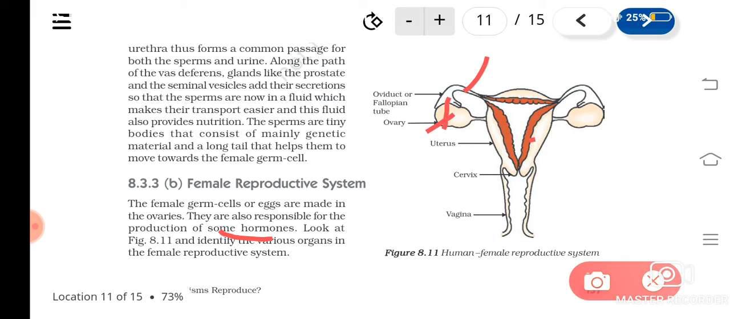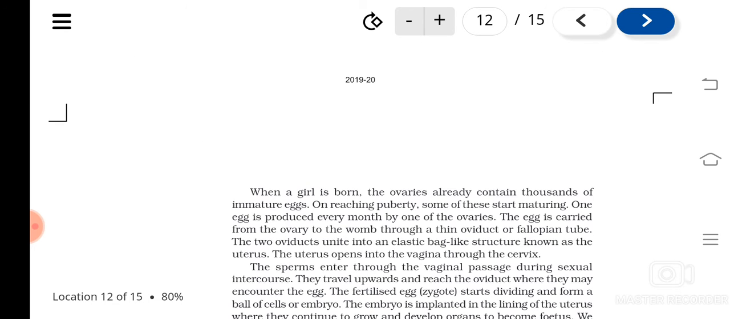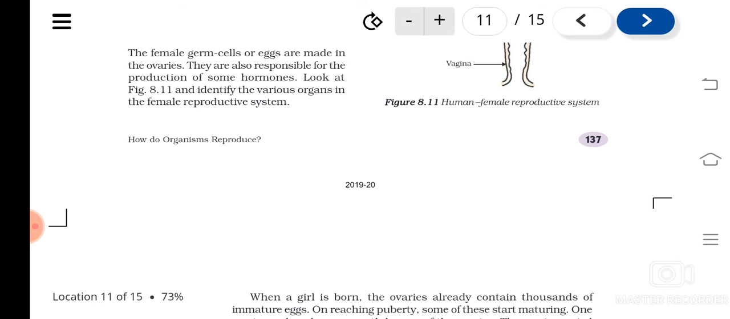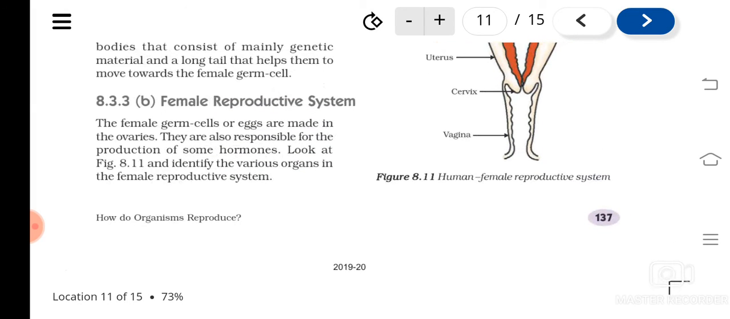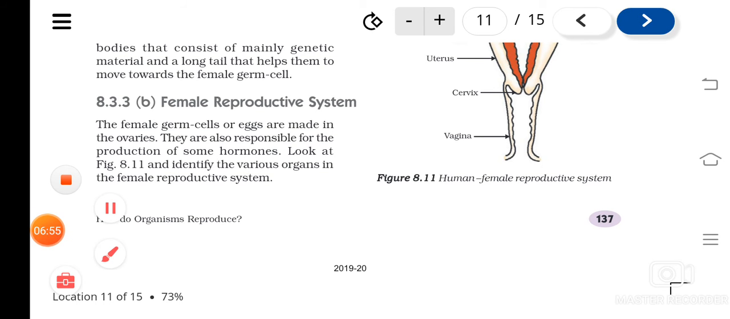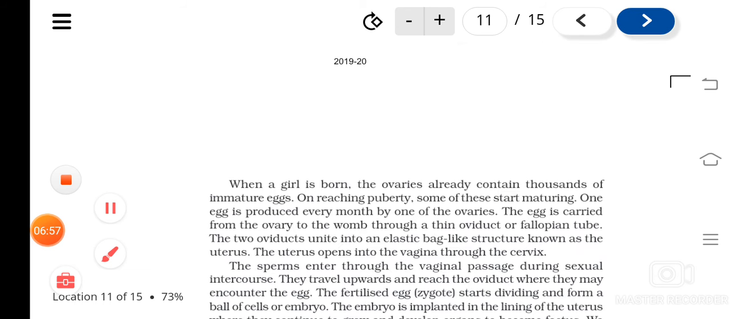Then what is the function of the uterus? The uterus is the part of the female reproductive system where the fertilized egg is implanted or attached. The full growth and development of the fetus takes place inside the womb. Understood? Then there is the narrow part of the uterus, and then the vagina that leads to the external, near the external genitalia.